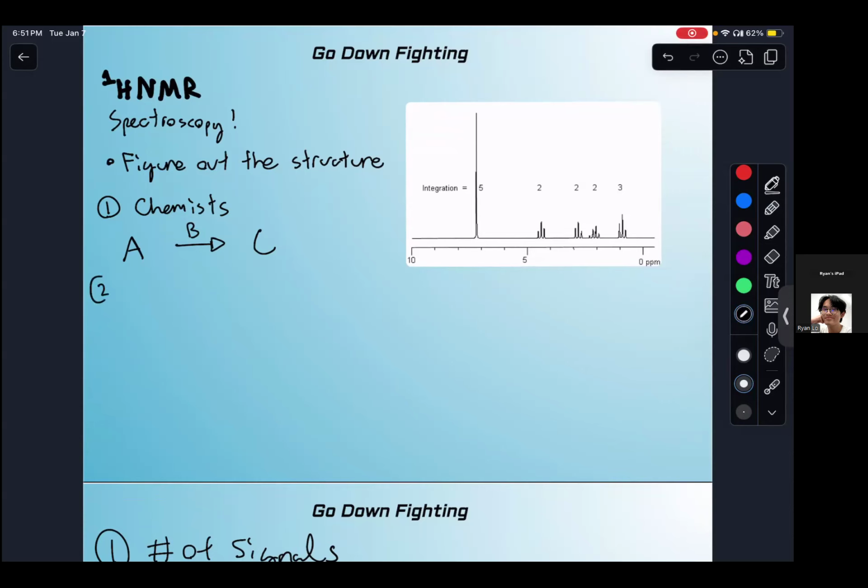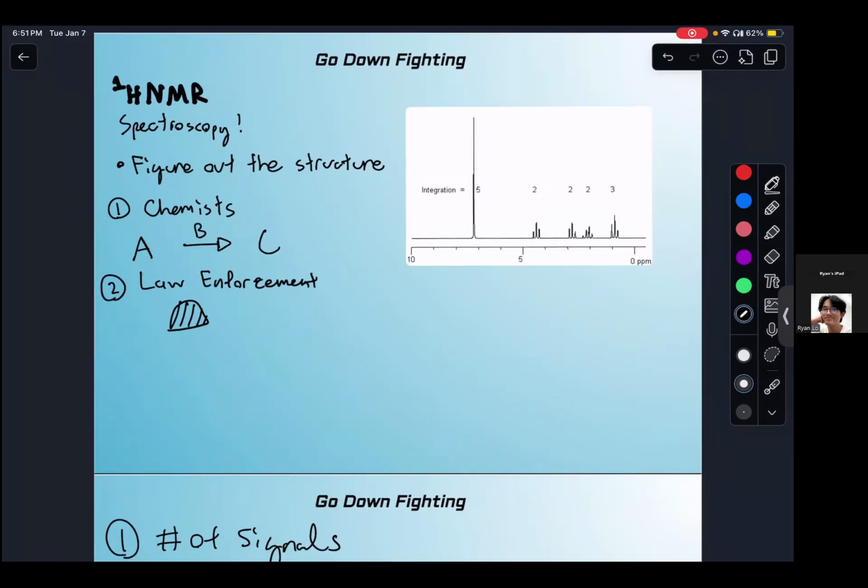But the second way that I know HNMR is being used is, for example, for law enforcement. If you're a lab that's just been sent a weird sample of white powder and the police want to know, is this cocaine or something? So that's another way they can use it as well.